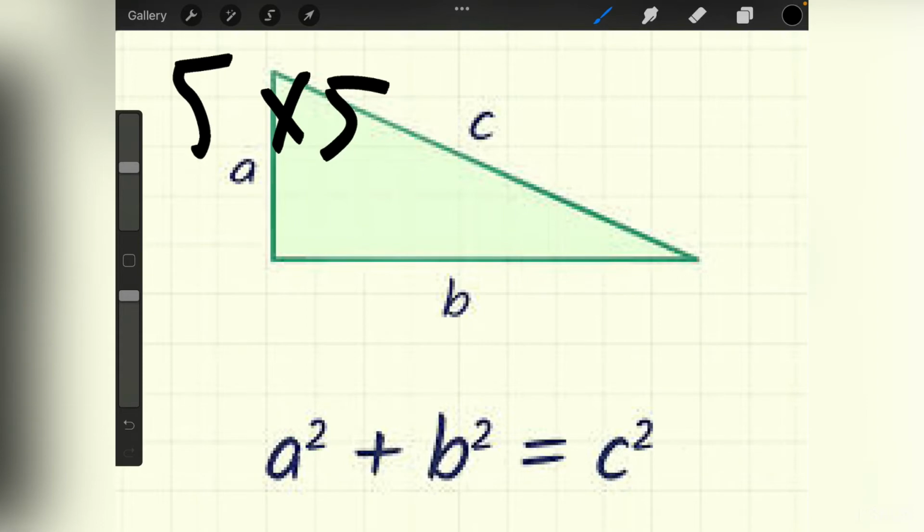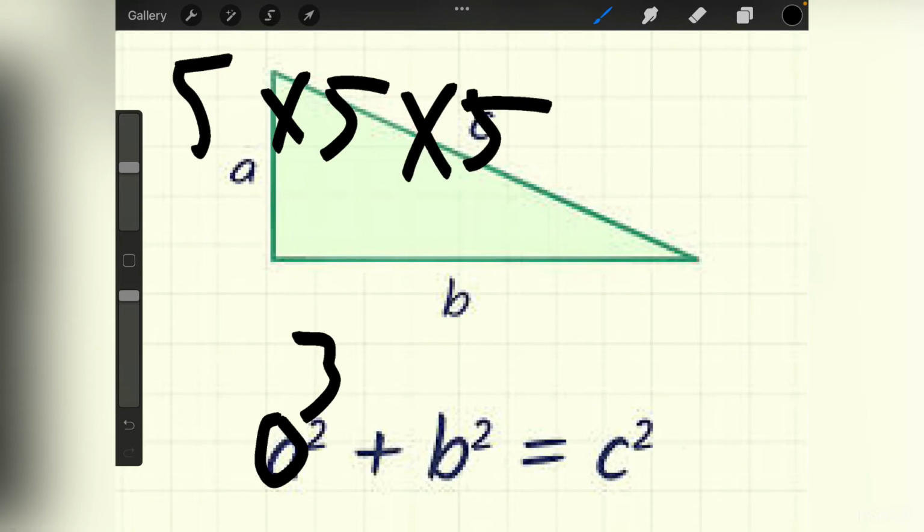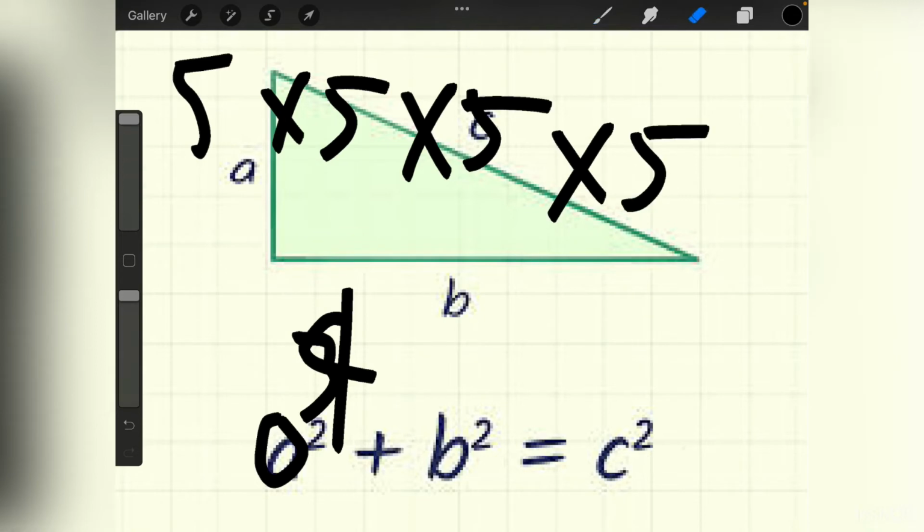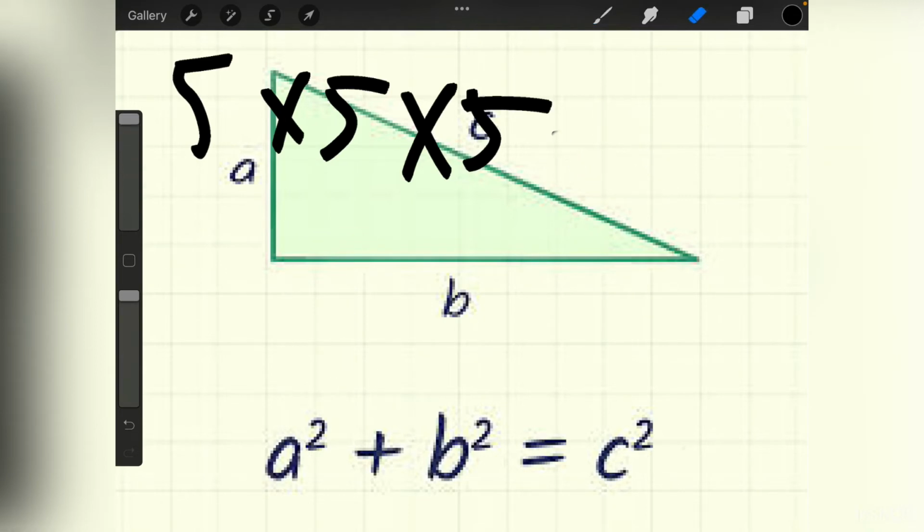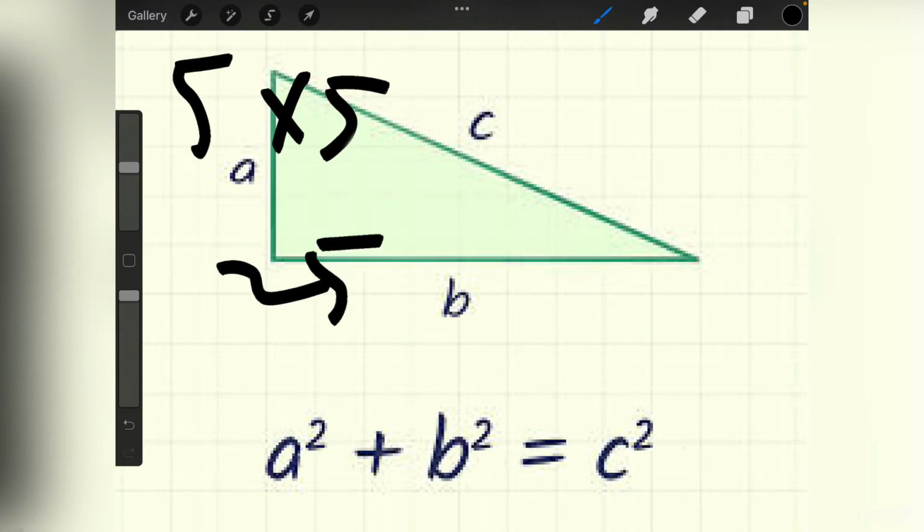If we were to cube 5, or A, you would have a 3 instead of 2, and it would be 5 times 5 times 5. And if we put it to the power of 4, we would just times 5 again, and so on and so forth. So that's the basic premise of to the power. So 5 times 5, 25, that's A squared.